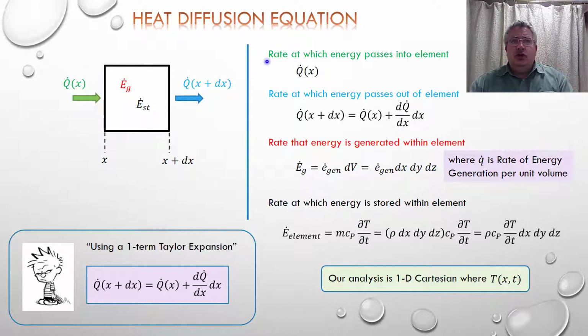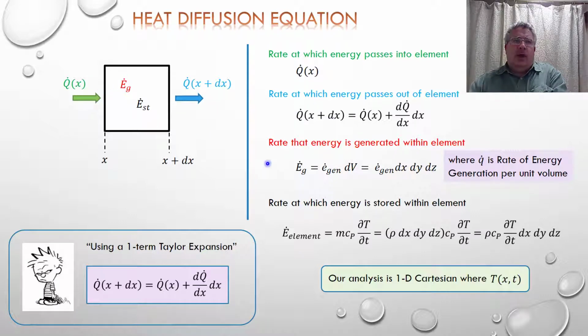So in green is the rate at which energy passes into the element. In blue is the rate at which energy passes out of the element. I just want to talk about the left-hand side of this equation for right now. So what we're essentially saying here, and what we have in the back, is that this is Fourier's law, and Fourier's law can be a function of x. So we can evaluate Fourier's law at x, and we can evaluate Fourier's law at x plus dx.